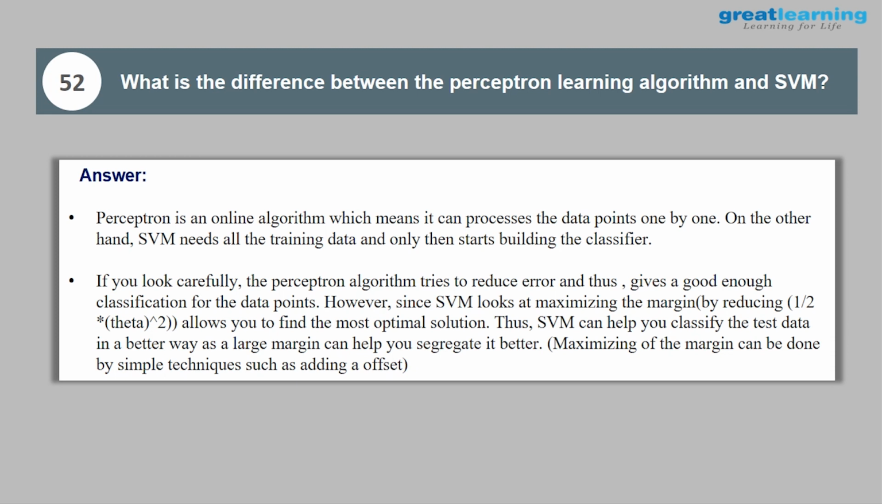Thus, SVM can help you to classify the test data in a better way, as a large margin can help you segregate it better. Maximizing the margin can be done by simple techniques such as adding an offset. So this is the difference between perceptron learning algorithm and SVM.